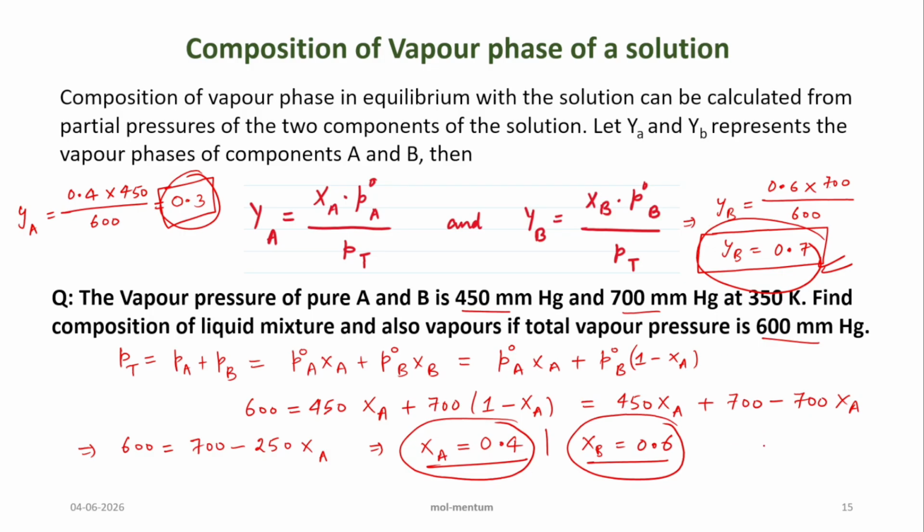That means to this question I can add one more part. If you have to find which component is more volatile, you can see that from 40-60 it is becoming 30-70; in vapor B is becoming 70. So you can write B is more volatile, because it has higher composition in the vapor phase. This can also be asked, or you can add it from your side.